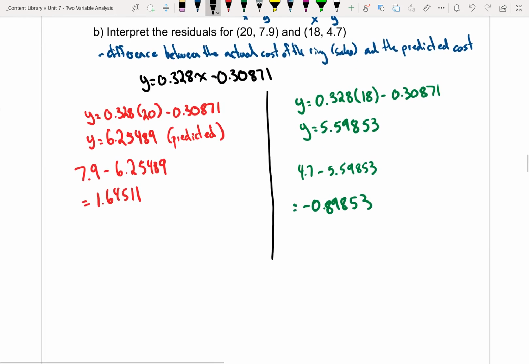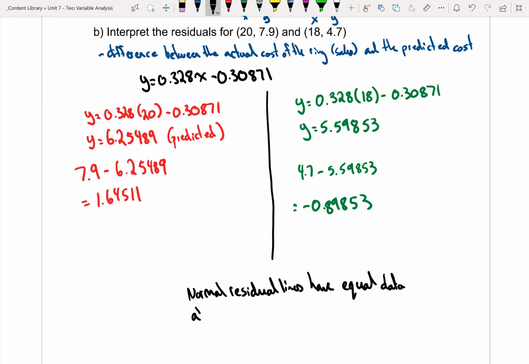So normally what we should see is that normal residual lines have equal data above and below. Because again, when you're creating a line of best fit, not all points are going to be exactly on the line. So you want to make sure that the line of fit goes through an equal number of points and has an equal number of points above and below the line.